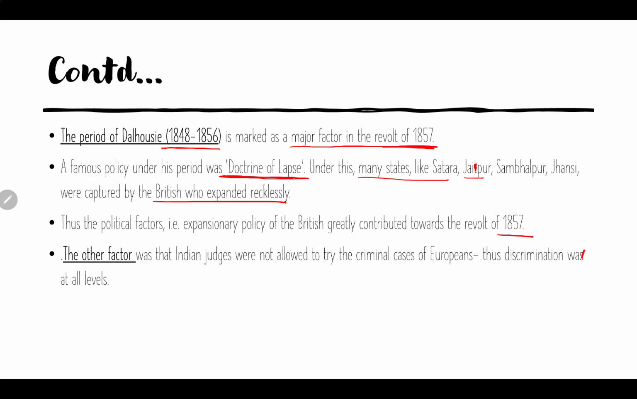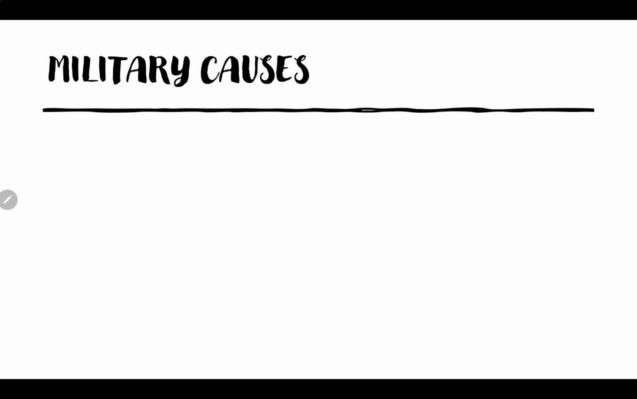Another factor was that Indian judges were not allowed to try criminal cases of Europeans. Thus, discrimination was at this level. Some Indian people were highly educated in law, but the Indian judges were not given a chance to sit for the trial of a criminal case of European people. This also can be seen as discrimination.